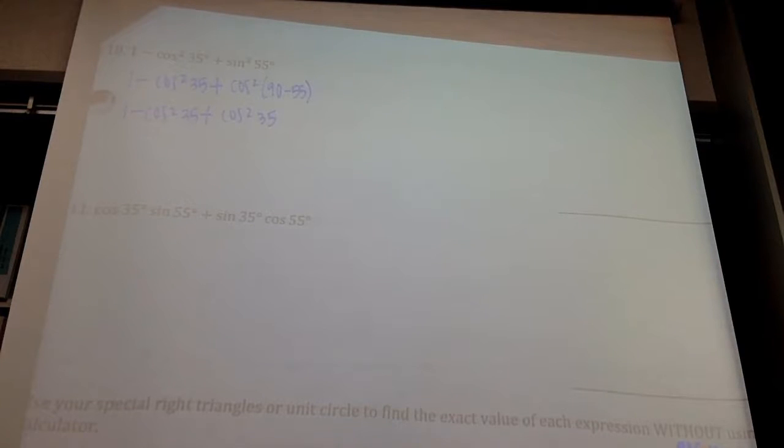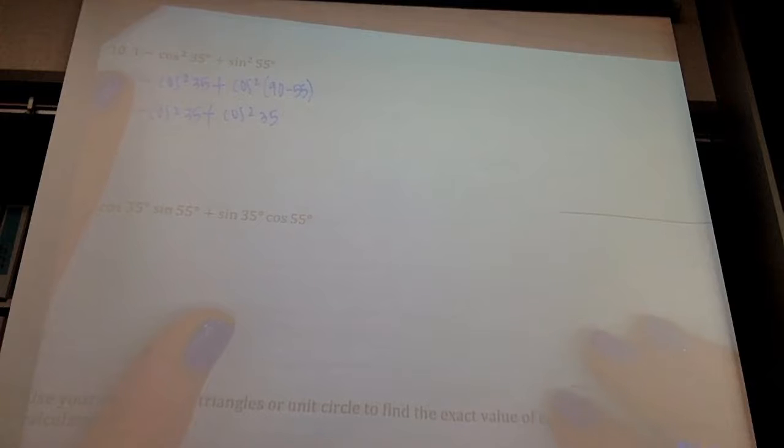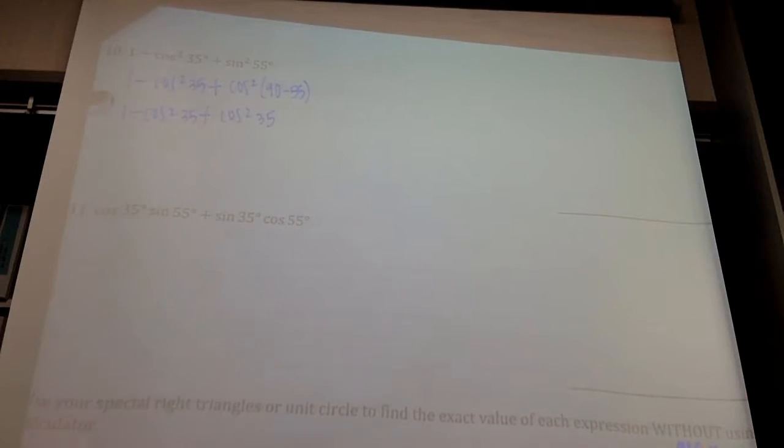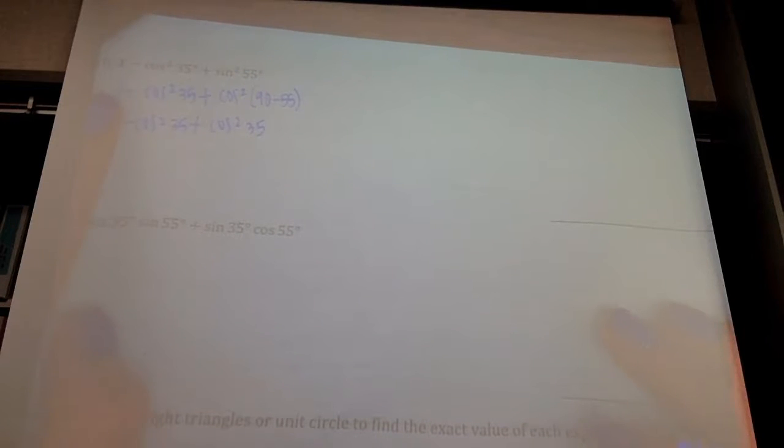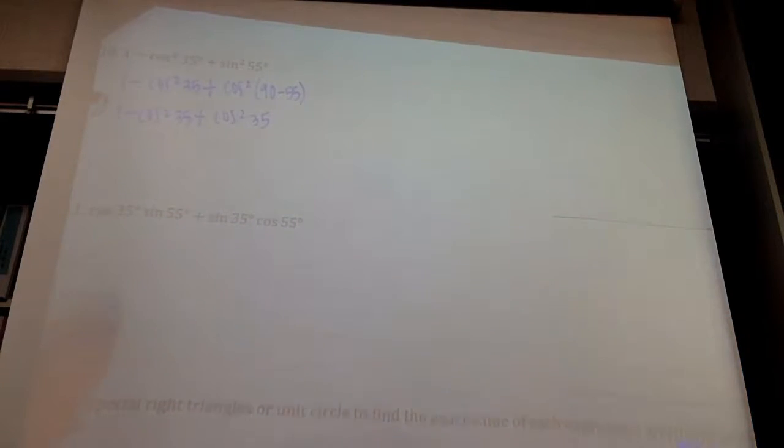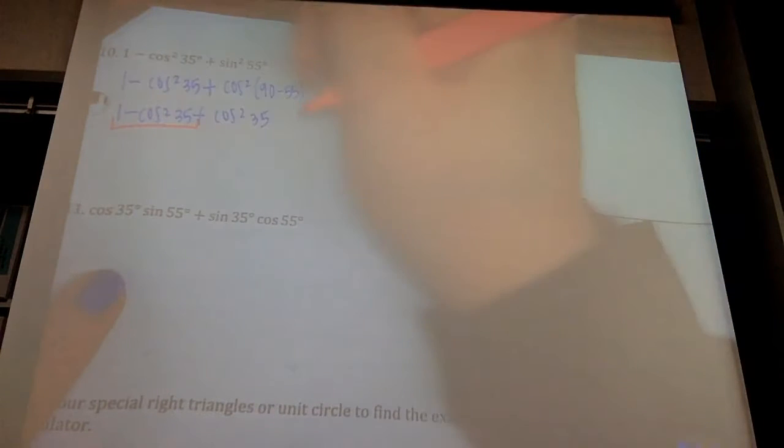So now I have the same angle measure, and now I'm like, wait, I have cosine squared and cosine squared, what's going on? Now, there are a few ways that you can look at this. You can look at it as, okay, what's negative cosine squared 35 plus cosine squared 35? Well, that's 0, right? I recognized it, but that's not what I did on my work. Some of you guys might not see that because you forget that the negative is with that cosine and not with the 1.